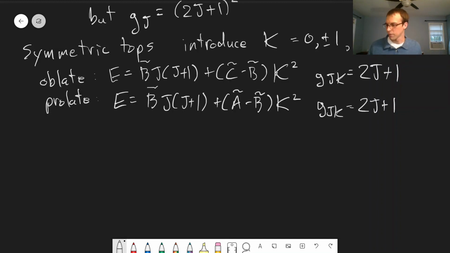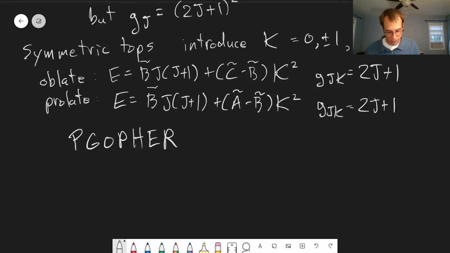If you want to know more, I'm happy to talk to you more about these types of molecules. But there are programs that we can use to model these types of spectra. The one that I'm most familiar with is a program that's freely available, which is really nice, called pGopher. And you can use it to simulate spectra for symmetric tops, for asymmetric tops, spherical tops. It does it all.